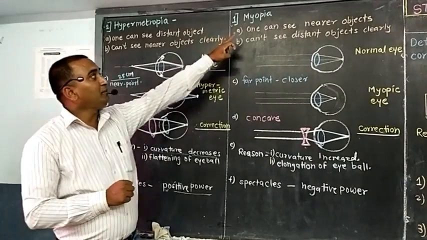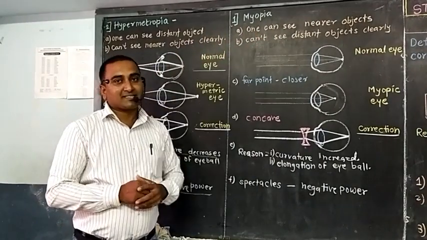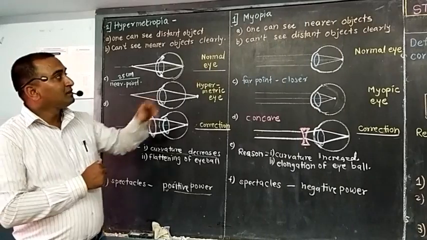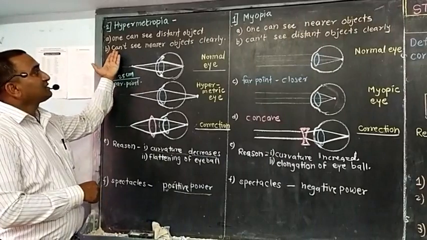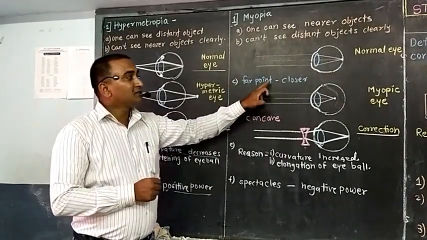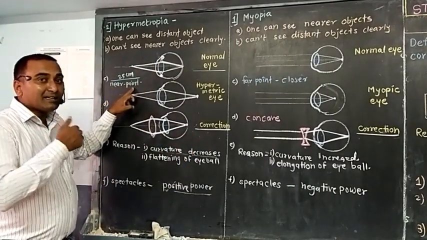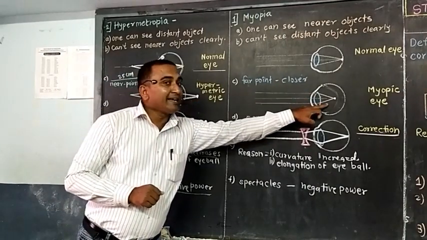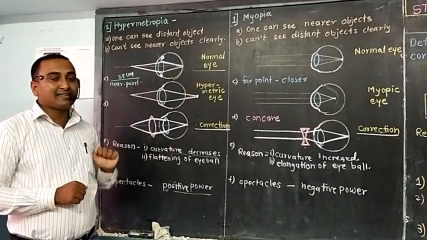First, myopia and hypermetropia. In myopia, one can see nearer objects clearly; in hypermetropia, one can see distant objects clearly. In myopia, one cannot see distant objects clearly; in hypermetropia, one cannot see nearer objects clearly. In myopia, the far point is moved closer; in hypermetropia, the near point is moved a little farther. In myopia, the image is forming in front of the retina; in hypermetropia, the image is forming behind the retina.